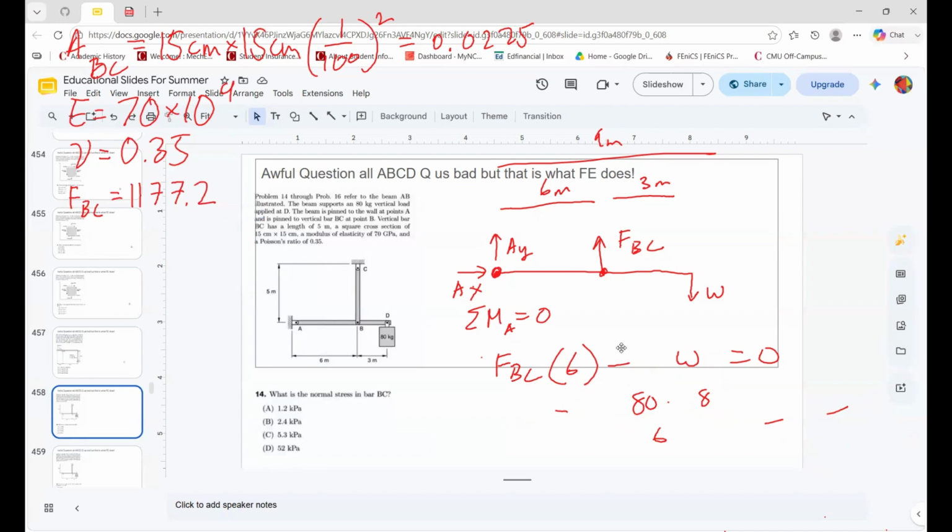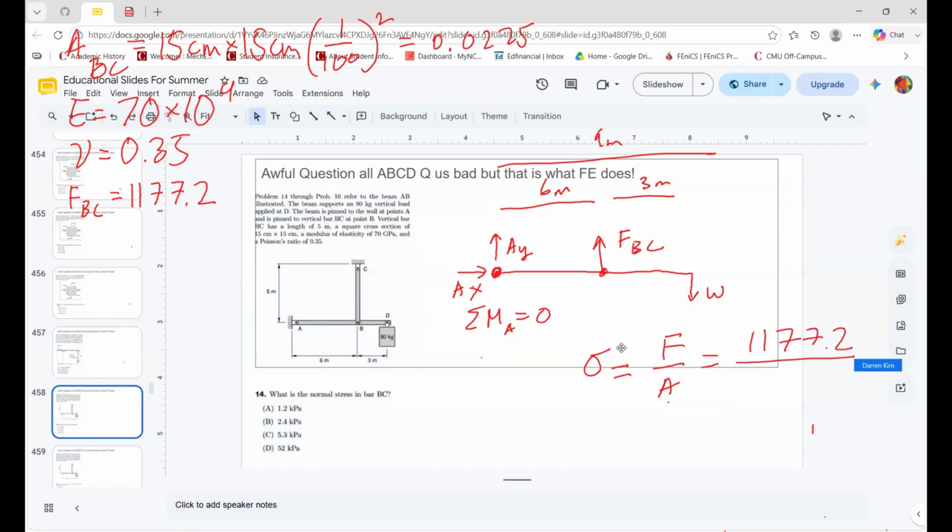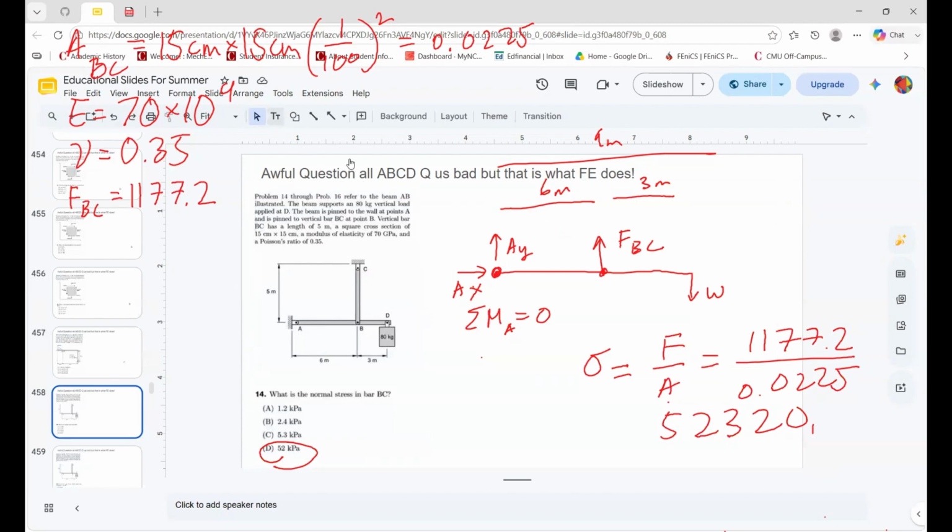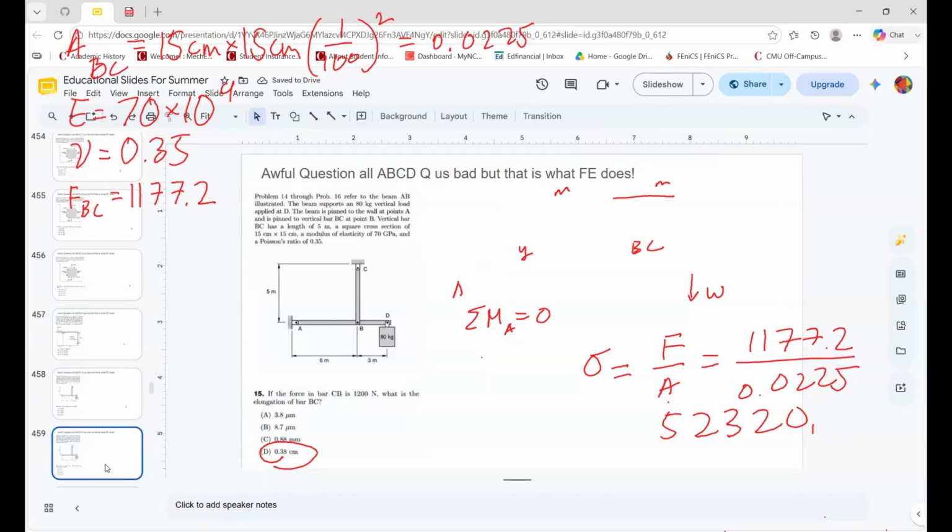With that said, you can now find the stress. What am I trying to look for now? Normal stress, right? Normal stress has to be just F over A. So it's 1177.2 divided by A, which is 0.0225. So this divided by 0.0225 equals about 52320, and that has to be this one, so it's D. I'm not deleting anything here because I have to use the same equation for 3 other ones, so just keep everything in place and keep going.